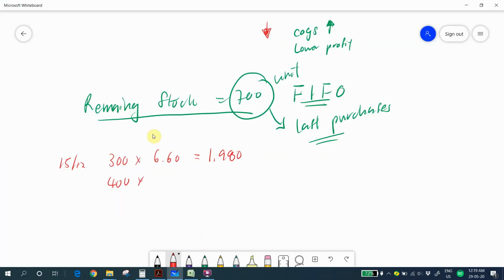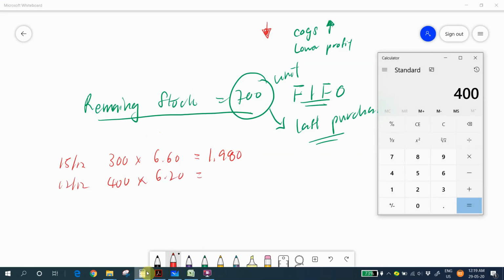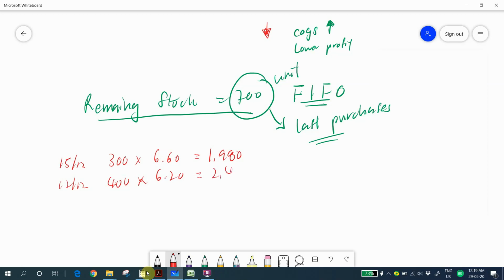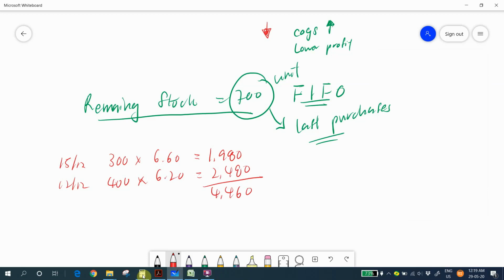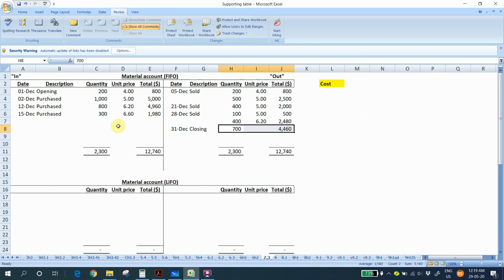So this is 12 December. We multiply by 6.2. 400 times 6.2, so we get 2480. So we add these two amounts together, 2480 plus 1980, so we get 4460. So if you can match this answer with your working here, it means that your answer is correct.